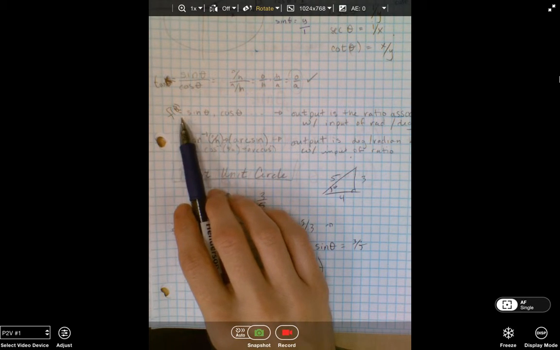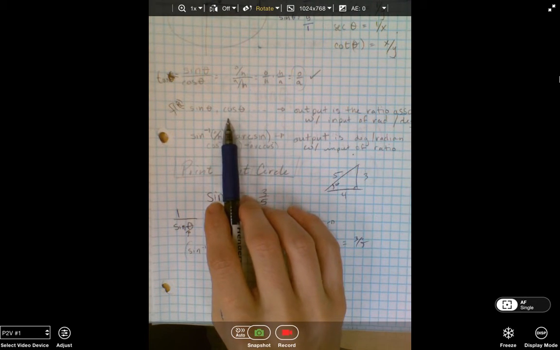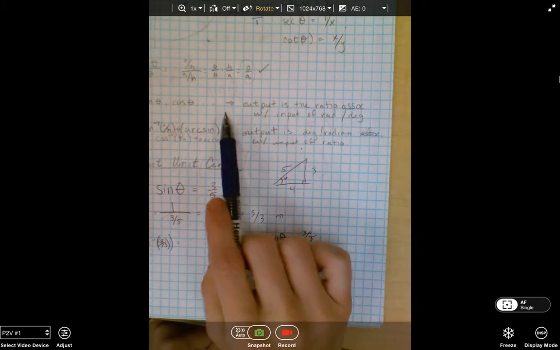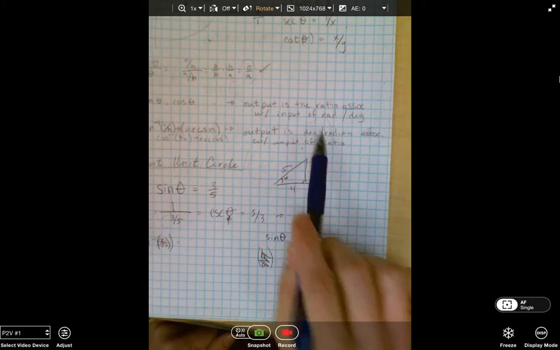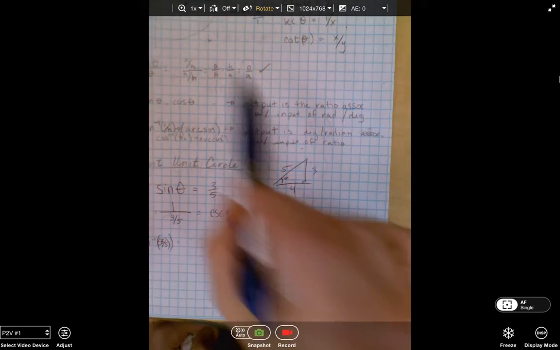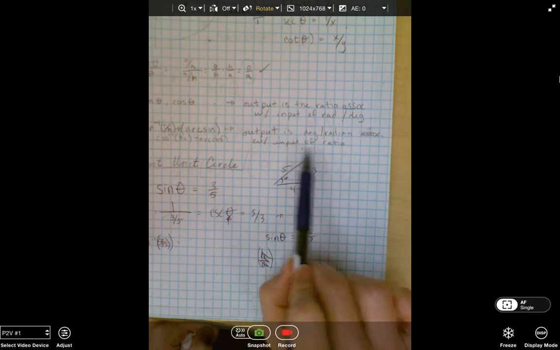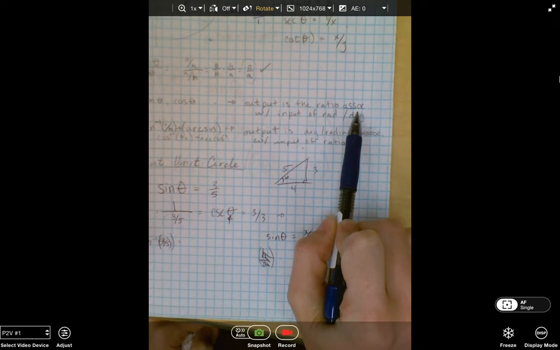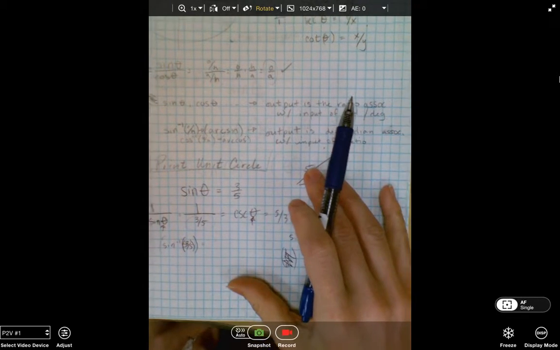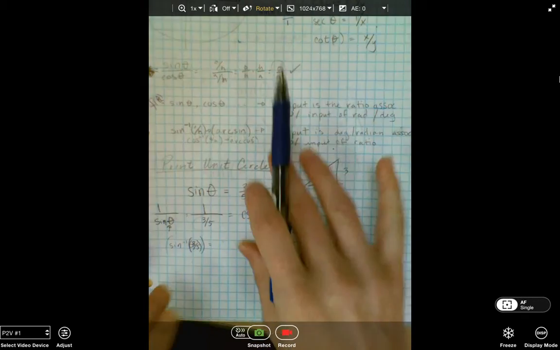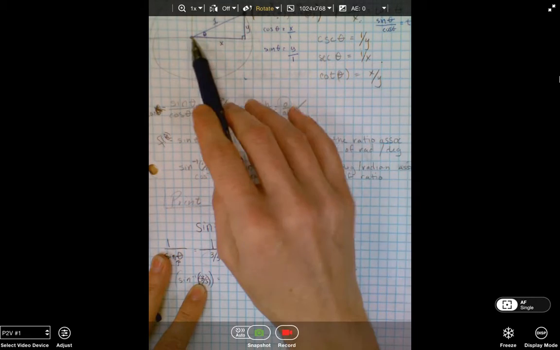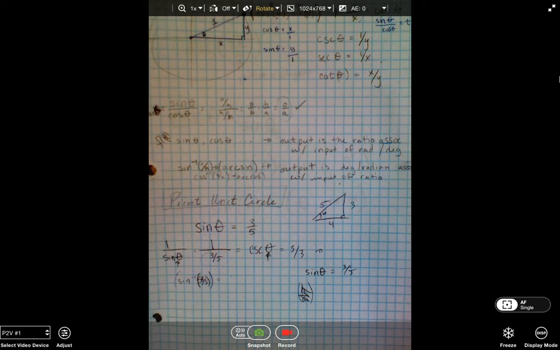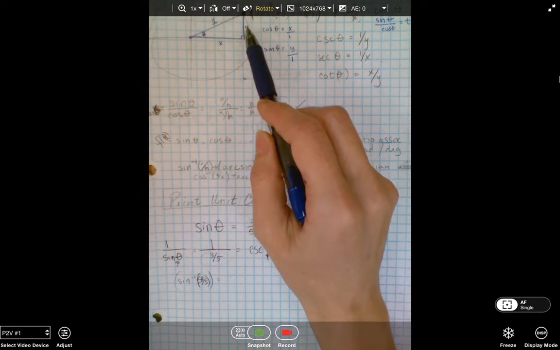Remember the function sine, the function cosine, and all of the other trig functions is a function where the input is some measure of angle or turn on the unit circle, and the output is the ratio associated with that number. So if I'm looking at sine of 30 degrees, I will always know that this side will be 1 to 2. Okay. Will always be 1 to 1/2.